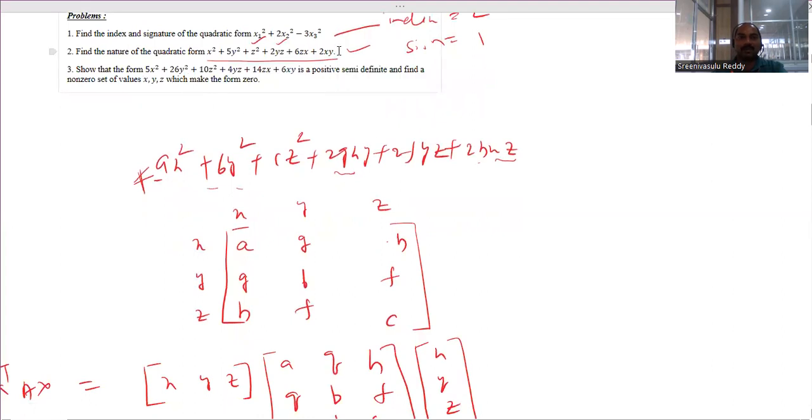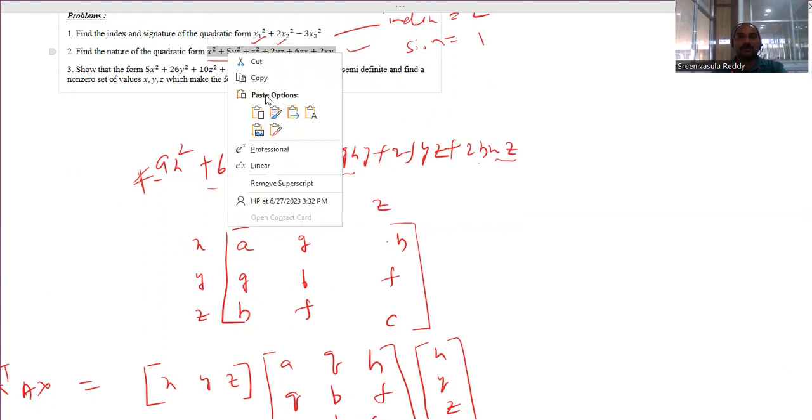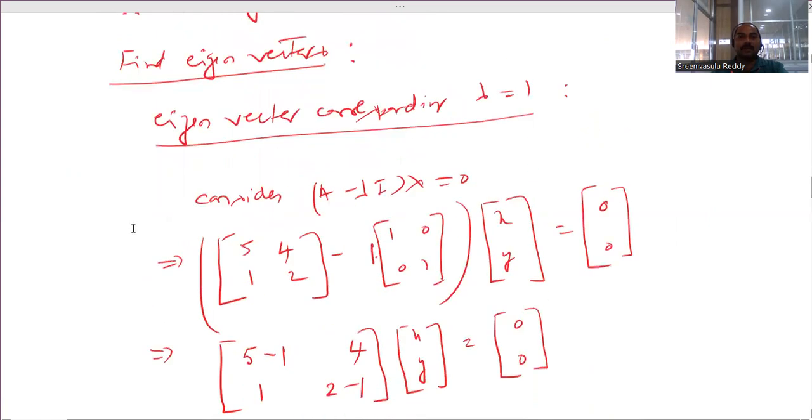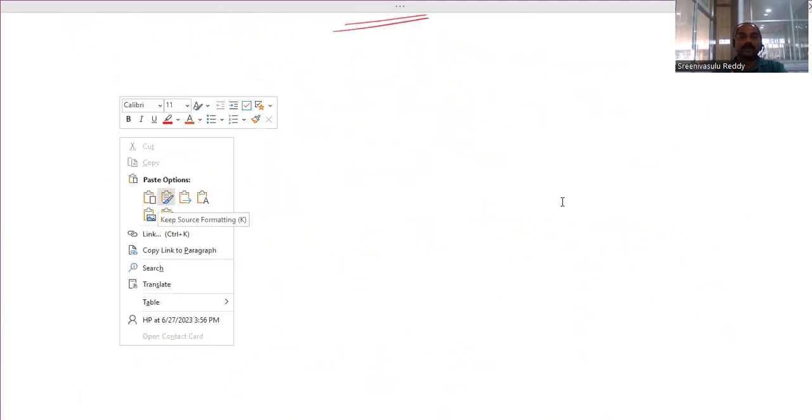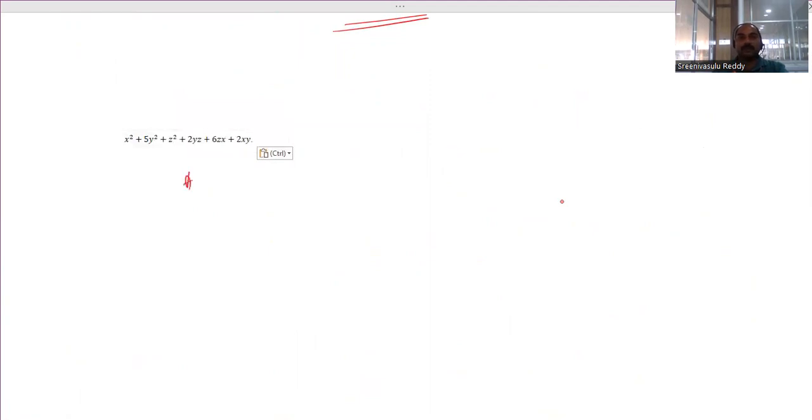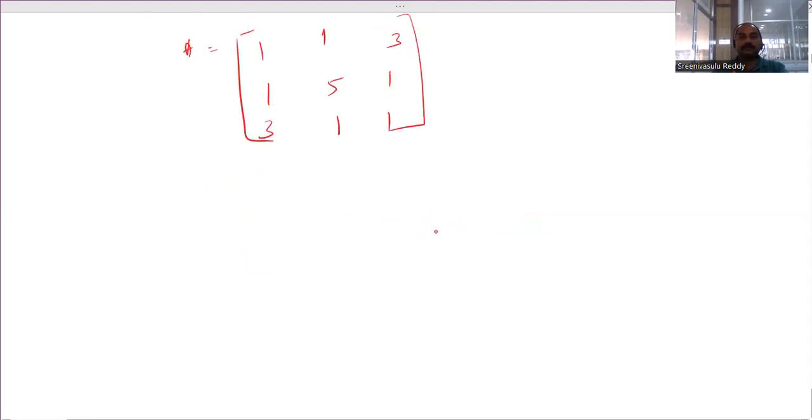In the last problem also, same thing. Some people convert it into square form, for example by the factorization method. Some people directly find the matrix. My suggestion is that it is better to find the matrix. With practice, you can also enter it easily. I have some practice, so I can enter it quickly. This is the matrix. Find the eigenvalues.